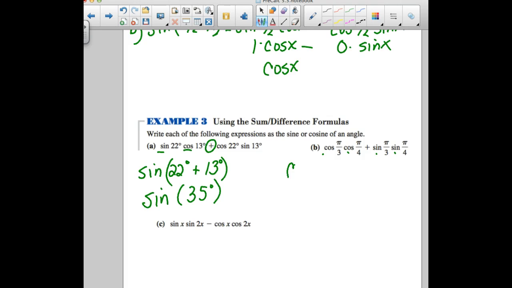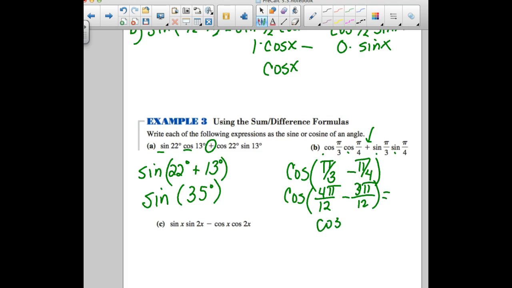Okay. For part B, it is a cosine, cosine plus sine, sine. That is a cosine formula. The sign does change. Cosine changes sign here. So if it's a plus here, we're going to have a minus here. And we need cosine of pi over 3 times cosine of pi over 4. So our two angles are pi over 3 and pi over 4. Now we want to be able to simplify that, so let's convert those into twelfths again. Pi over 3 would be 4 pi over 12, and pi over 4 would be 3 pi over 12. So this becomes the cosine of 1 pi over 12.